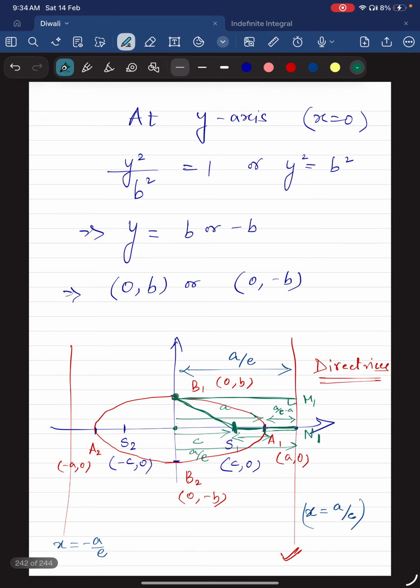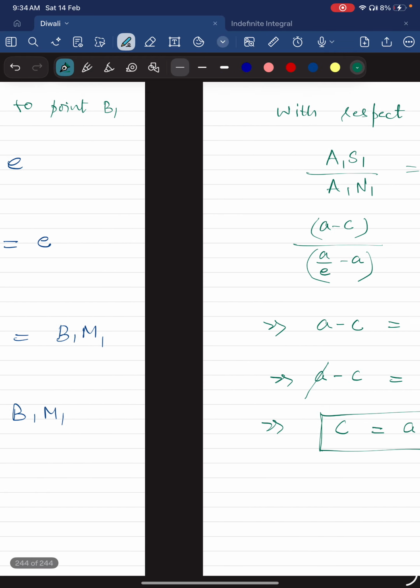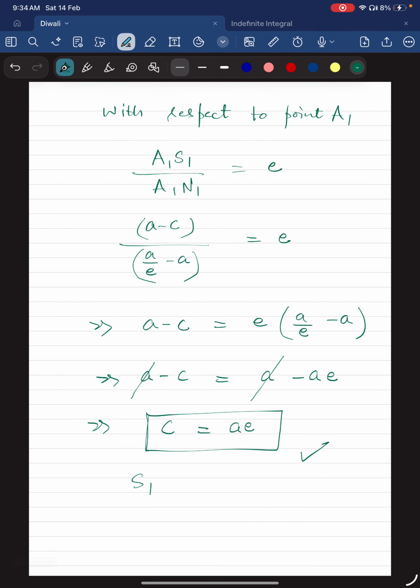So finally, I have the coordinates of my foci as AE comma 0 and the other focus minus AE comma 0.